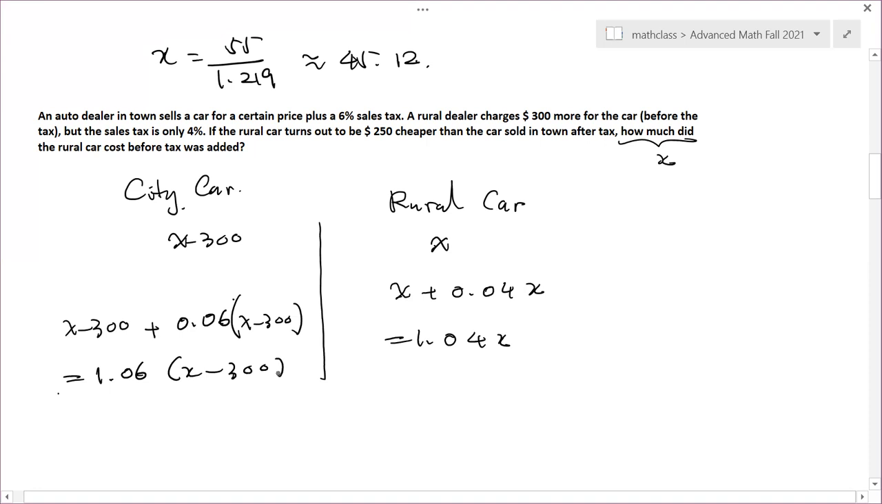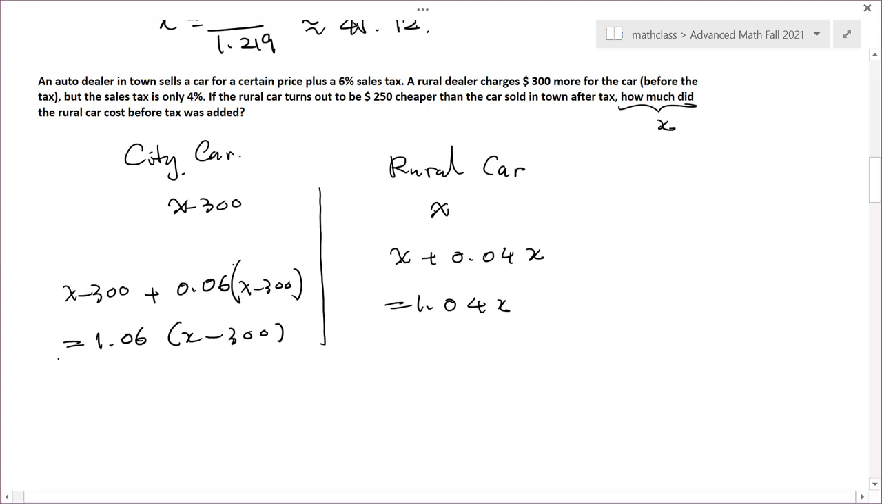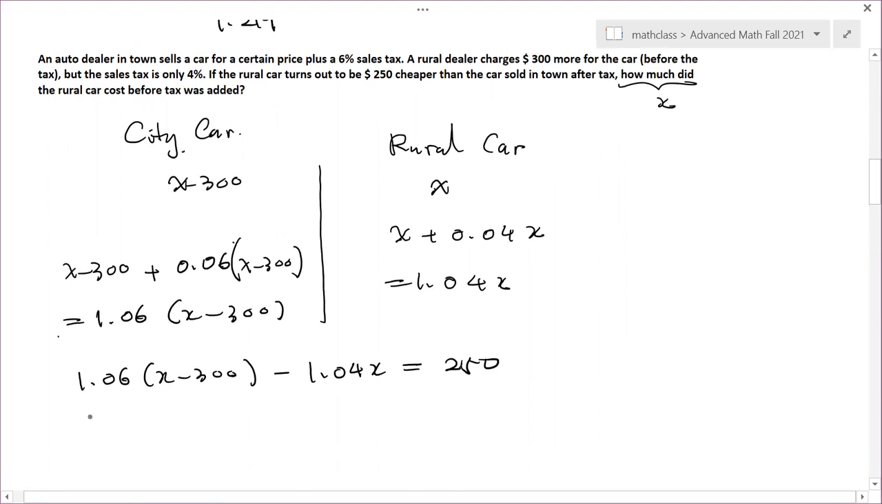Which one is supposed to be more expensive right now? We were told that the car in the city is more expensive, right? So we look at the difference. This is supposed to be 250. All right, then this is a linear equation. We're trying to solve it. So the linear equation is 1.06x, and then 1.06 times 300, and you can do the calculation, 318.